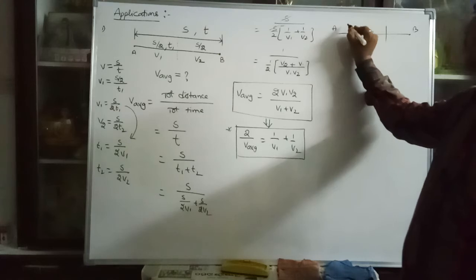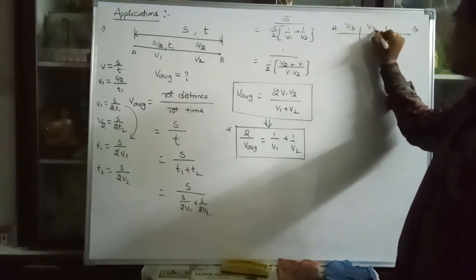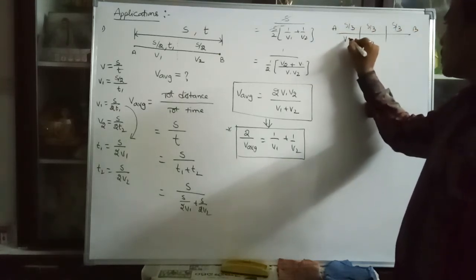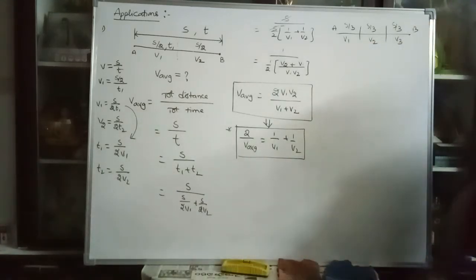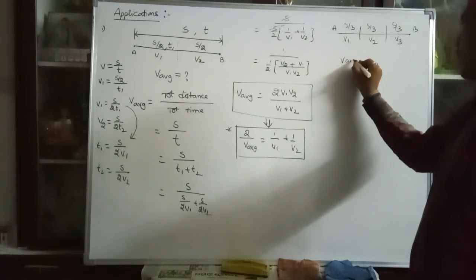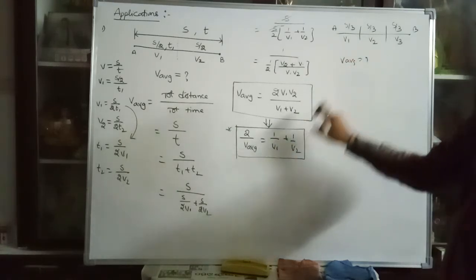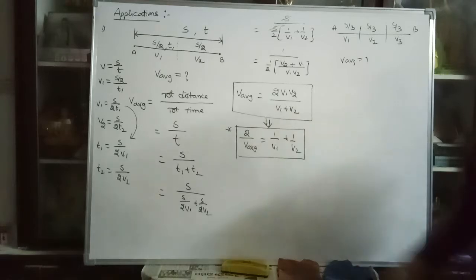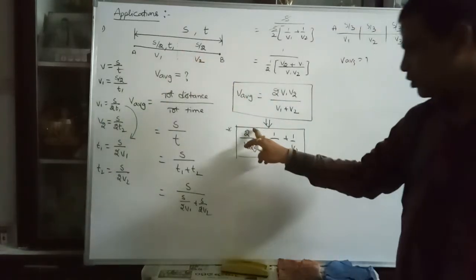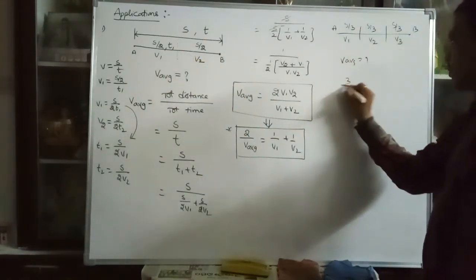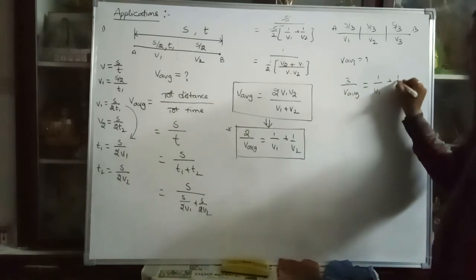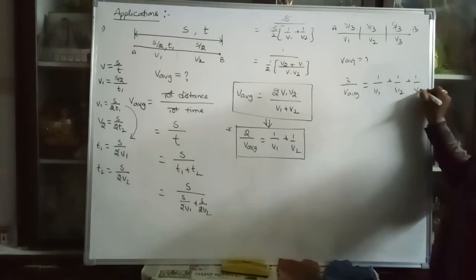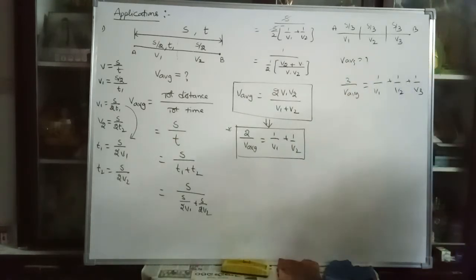So the total distance: first 1/3 distance, next 1/3 distance, last 1/3 distance, covered with the speed v1, the speed v2, the speed v3. What is the average speed of the person? We are also asking average speed. According to this equation, how many parts are there? Three parts. So here, how many parts are converted? Two parts. 2 by v average. In a similar way, here 3 by v average is equal to 1 by v1 plus 1 by v2 plus 1 by v3. This formula is applicable when the total distance is divided into three equal parts.